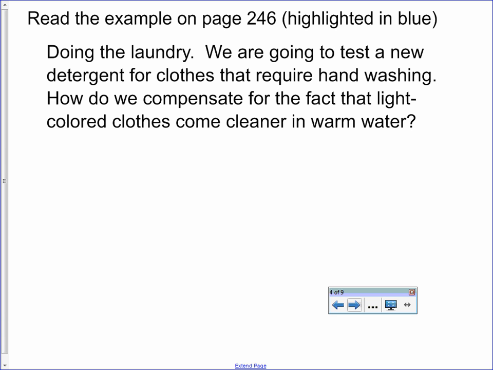It's highlighted in blue. You're doing the laundry. You can pause and get your textbook and come back. You're going to do the laundry, and you're going to test a new detergent on clothes that require hand washing. The problem is that light-colored clothes do much better in warm water, where dark clothes it doesn't matter. And so how are we going to handle that? How are we going to create an experiment to see if in fact this works better?